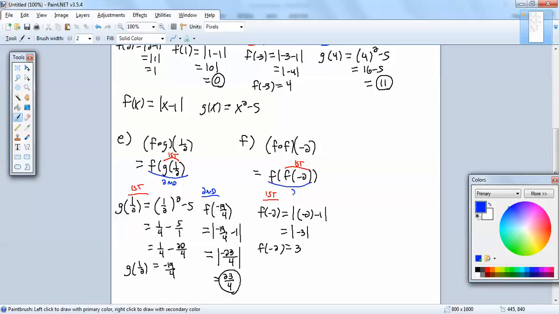So then we'll focus on this outer part here. I now know what f of negative 2 is equal to. It's equal to 3, so I can replace the f of negative 2 inside the parentheses here with 3. And I want to find f of 3. Now f is the absolute value of x minus 1, so I'll put 3 in for the x. I got the absolute value of 3 minus 1, which is the absolute value of 2, which gives us 2. And that'd be that problem.